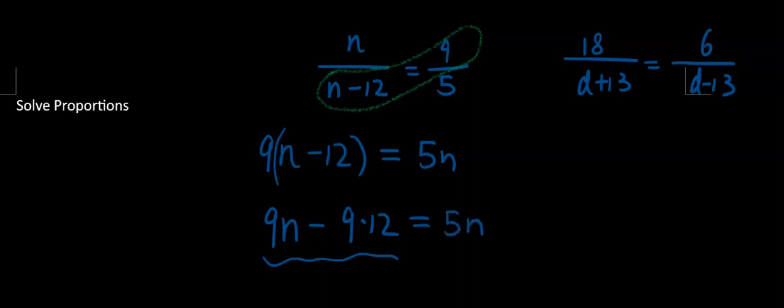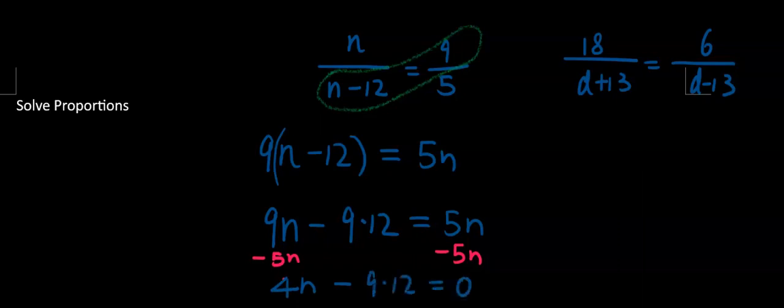Remember, earlier we talked about if you have variables on both sides, you can decide where you want the variable to stay. I'm going to let my variable stay on the left side. Therefore, I'm going to subtract 5n from each side, and I have 4n minus 9 times 12 equals 0. All right, I'm going to use the space right here. Later, I'm going to erase it.